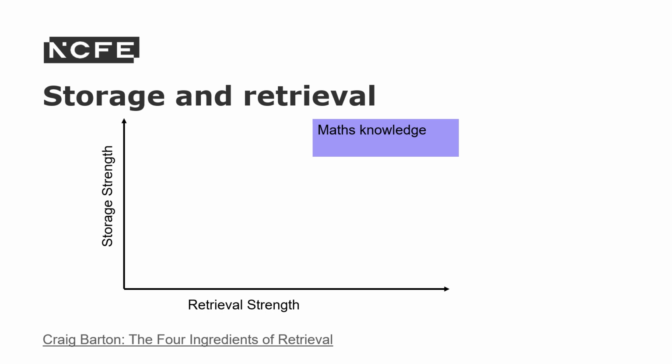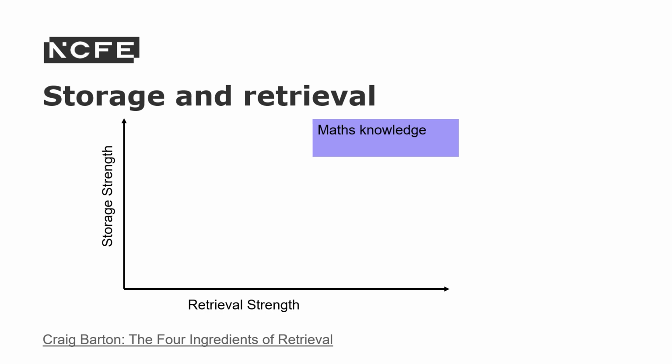And before we explore retrieval practice in more detail, we're going to look at how we retain information in our minds. Now, this diagram, I've taken it from Craig Barton's training on the 4 ingredients of retrieval, which is linked on this slide. So we've got retrieval strength on the x-axis, so that's me being able to know where the little books are in my mind, and storage strength on the y-axis, have I actually put it in the books in my brain. We want our learners to have their maths knowledge stored strongly into their memory, and we also want them to be able to retrieve that knowledge easily. So our aim is for maths knowledge to be in the top right quadrant by the end of their course.